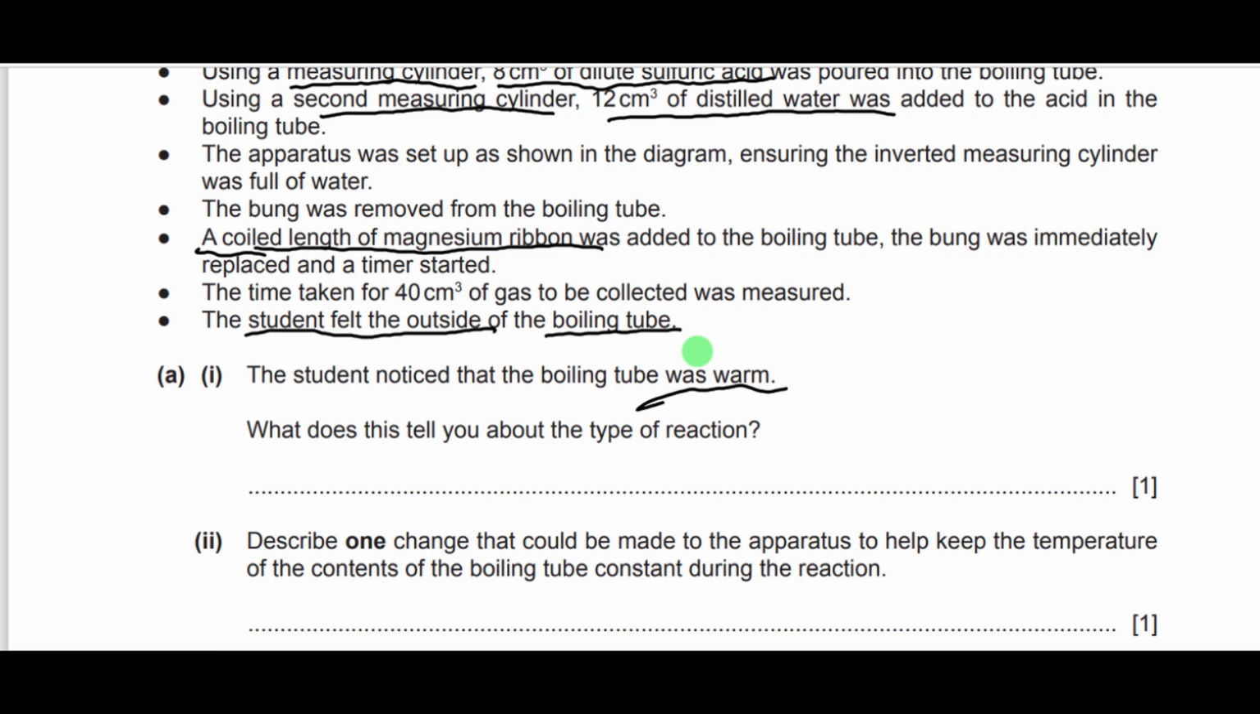What does this tell you about the type of reaction? For the boiling tube to be warm, it means that the final temperature is greater than the initial temperature. And for the final temperature to be greater than the initial temperature, it means that heat is given off by the system to the surroundings. A reaction in which heat is given off by the system to the surroundings is known as an exothermic reaction.